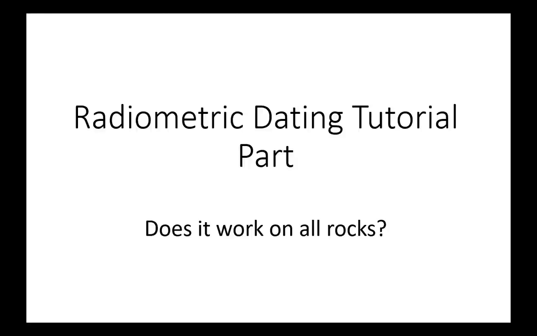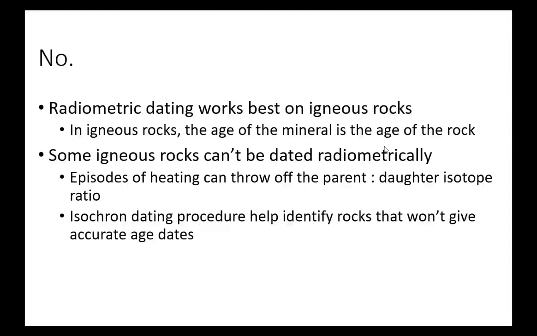What are some other things to remember? Well, from the radiometric dating tutorial, we saw that the answer to the question, does radiometric dating work on all rocks, was no. Radiometric dating works best on igneous rocks because we can determine the age of a mineral in the igneous rock like we just demonstrated. And the minerals in the rock form at the same time as the rock itself, so the age of the mineral gives us the age of the igneous rock. Now, we have to be careful because episodes of heating can cause our numbers of parent and daughter atoms to get thrown off and not reflect how much time has gone by since the rock formed. But there are procedures we can use to identify when that has been the case. And then we have to find a different igneous rock to date.